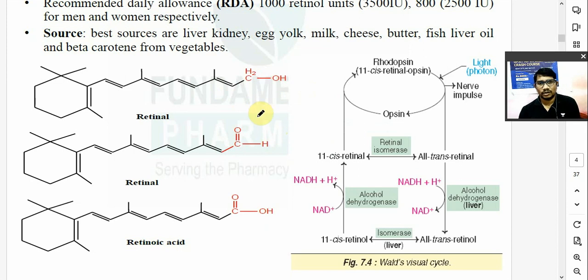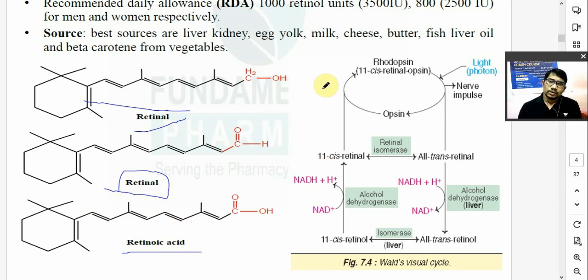So sequence of events, there is one cycle known as Wald's visual cycle. So this retinal is present in the visual cycle. Okay, so without retinal, without vitamin A, you cannot see. What happens? So vitamin A is known as retinal. So it is present as a 11 cis retinal. 11 cis retinal. A cis form होता है उसका.